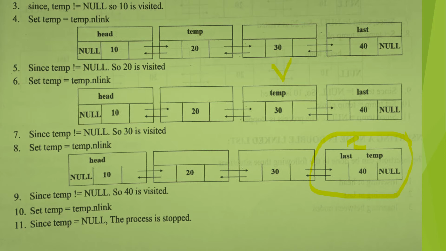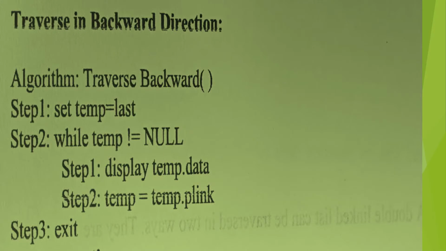In this way, we can traverse in forward direction. Traverse in backward direction. Traversing in backward direction in a double linked list is the same as traversing in forward direction. The only thing we have to change is the pointer. For forward traversal we have used temp dot n link because we are traversing in forward direction. In this backward direction we will use temp dot p link.